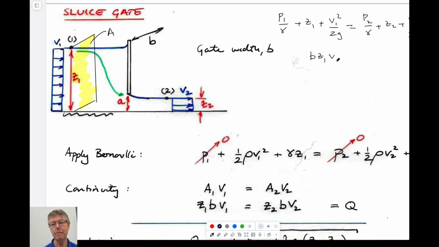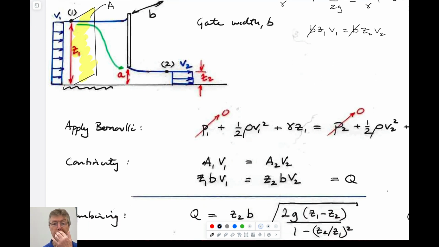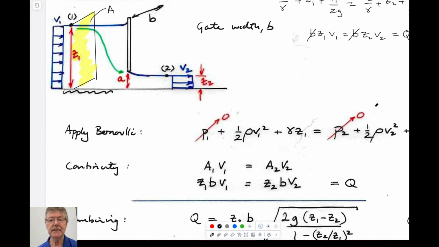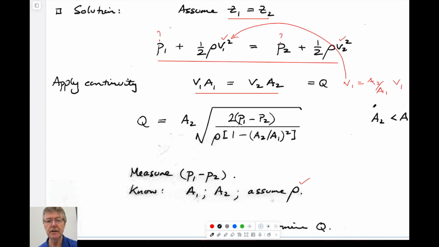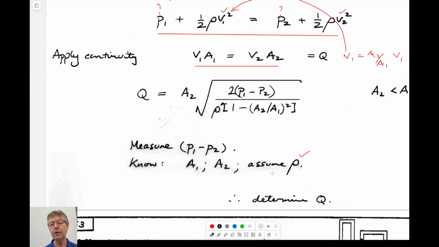times V1 is equal to B times Z2 times V2. Don't care about the widths if it's a unit flow, and these are the constraints. And so that's exactly what you have here, and these of course are equal to the volumetric flow rate, which is actually what you might want to determine. And not so dissimilar from this case here was that you have turning up on the bottom of this the ratio of two areas or the ratio of two lengths.